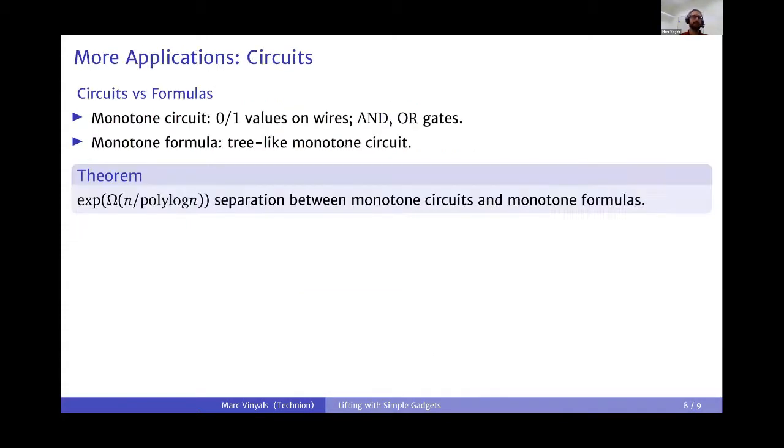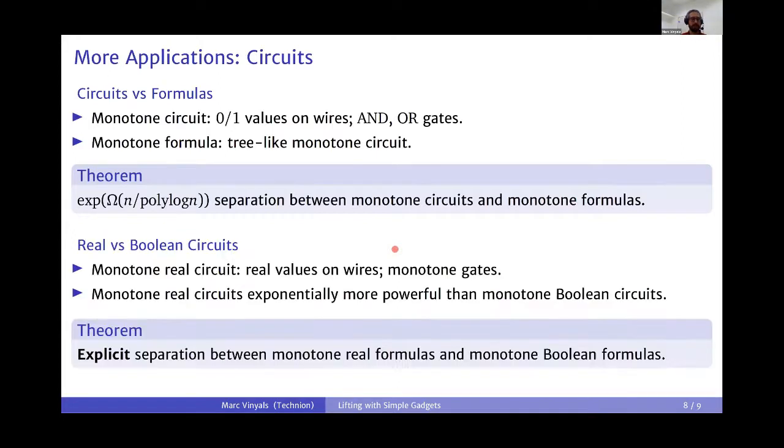And to end, I want to mention the other applications we have, the ones to circuit complexity. We have two applications, in fact. One is to prove a strongly exponential separation between monotone circuits and monotone formulas. So we have an exponential of n over log n over here, while the previous separation was something like exponential of square root n. And we are also able to prove a separation between monotone Boolean formulas and a generalization of that called monotone real formulas.